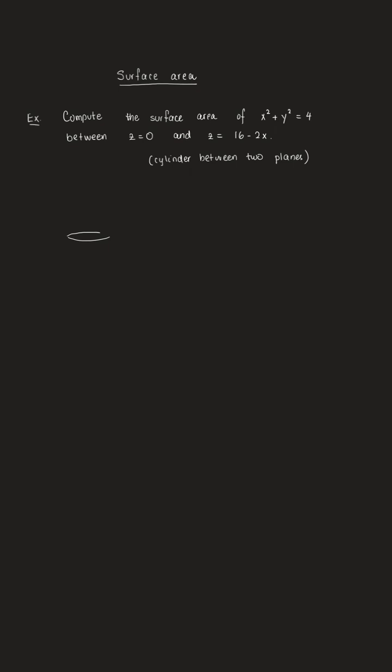The base of the cylinder is on the xy plane, whose equation is z equals 0, and z equals 16 minus 2x is some kind of plane that intersects the cylinder and creates this kind of top to the cylinder. So this is the shape that we're dealing with, and we just want to find the surface area of this solid. And so recall from our previous video, we talked about a scalar surface integral.